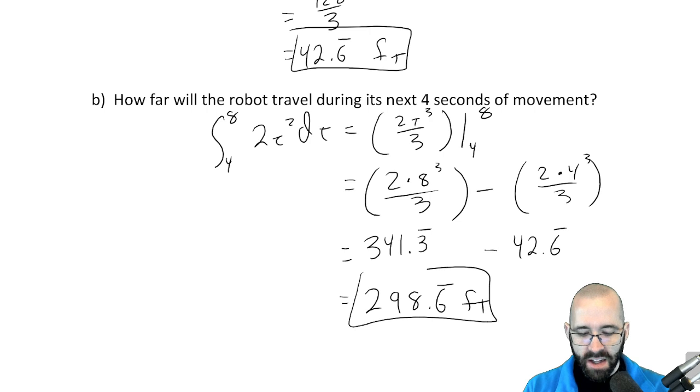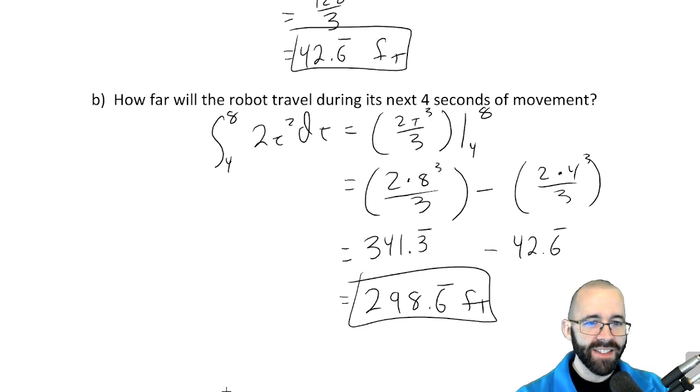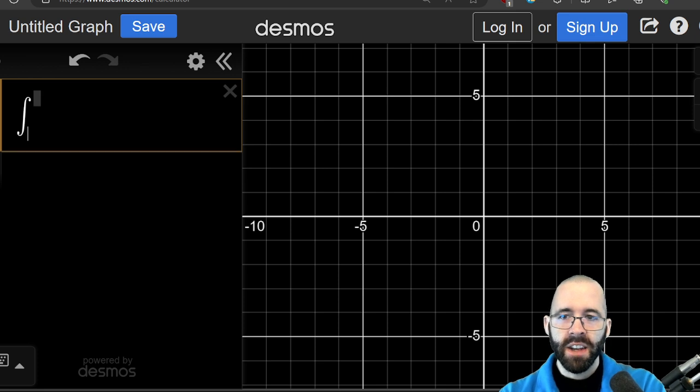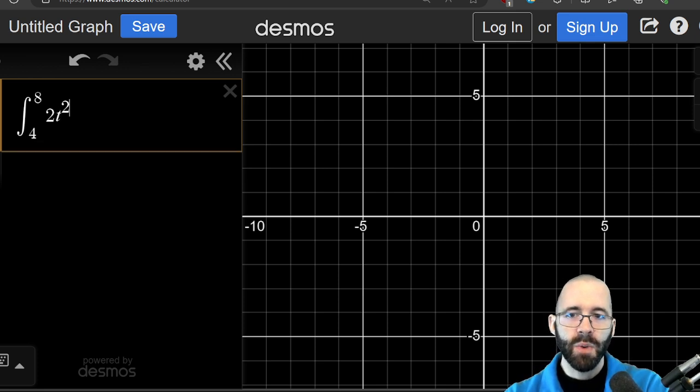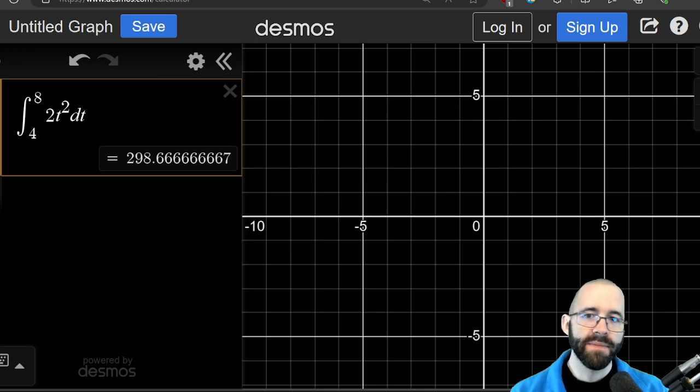So yeah, I said it's accelerating. I say it's going to go much farther in the next 4 seconds. Yeah, it's like 300 feet. In 4 seconds, this robot's really moving. That's a whole football field. And again, remember, you can check your answer. The integral from 4 to 8 of 2t squared dt. Same answer that we got.